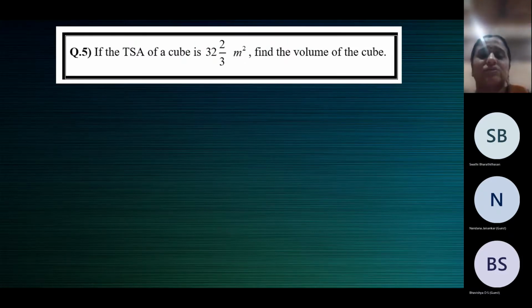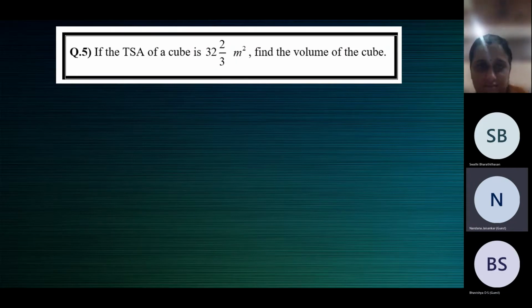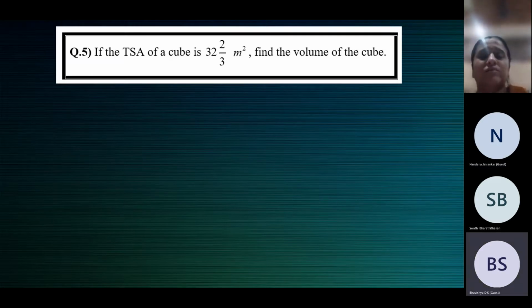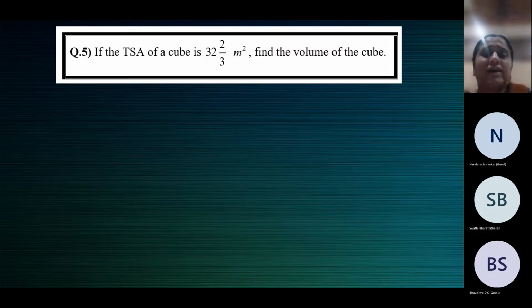So if we don't know the edge of the cube, how will we find the volume? You should know the edge. Only if you know the edge, you can find the volume. So how do we understand the question? We should find volume. Volume is equal to A cubed, but we don't know the value of A. That means we should first find the value of A. And to find the value of A, only this information is given. TSA is 32 2/3. So using that information, you should first find A and then find volume. Do it, children.